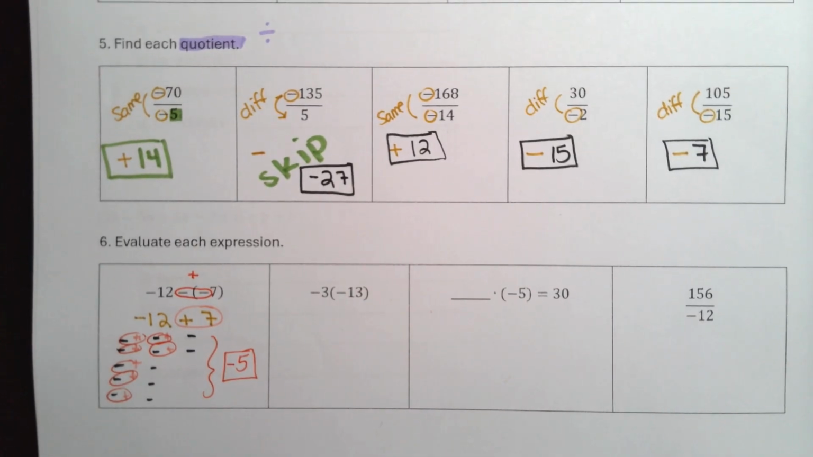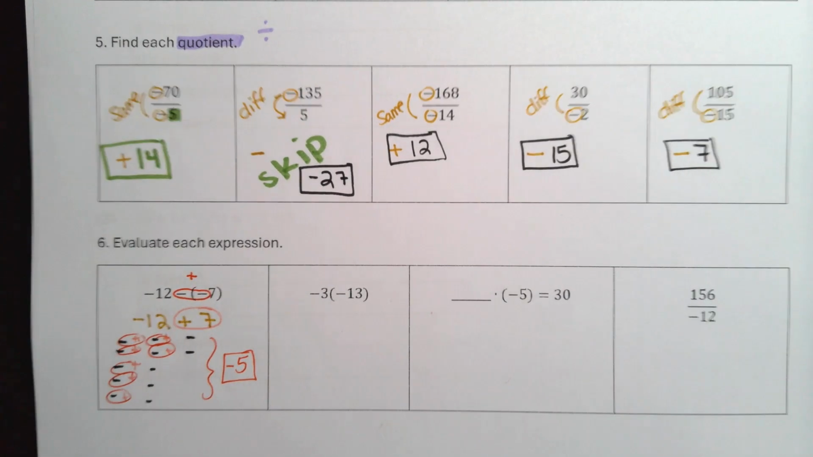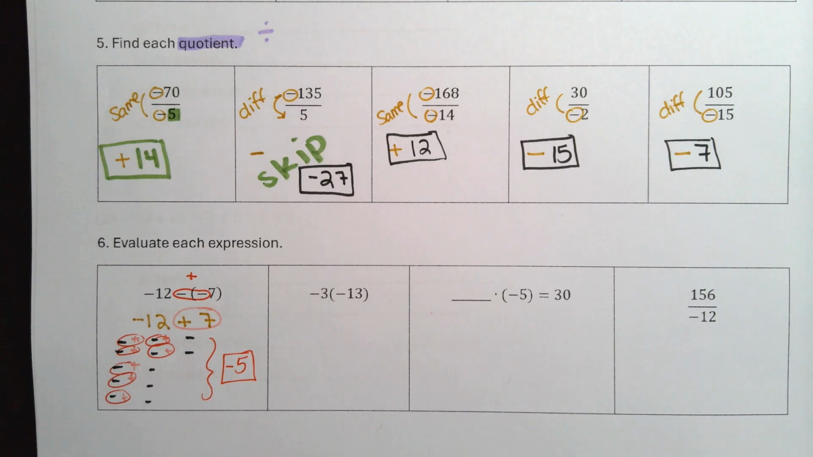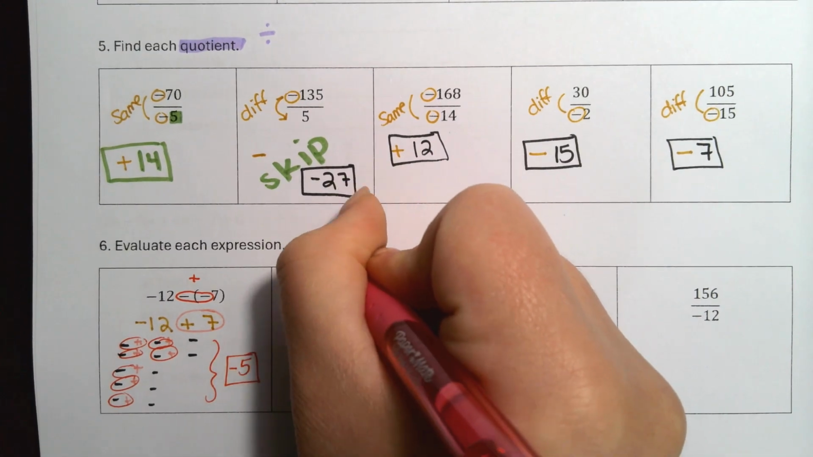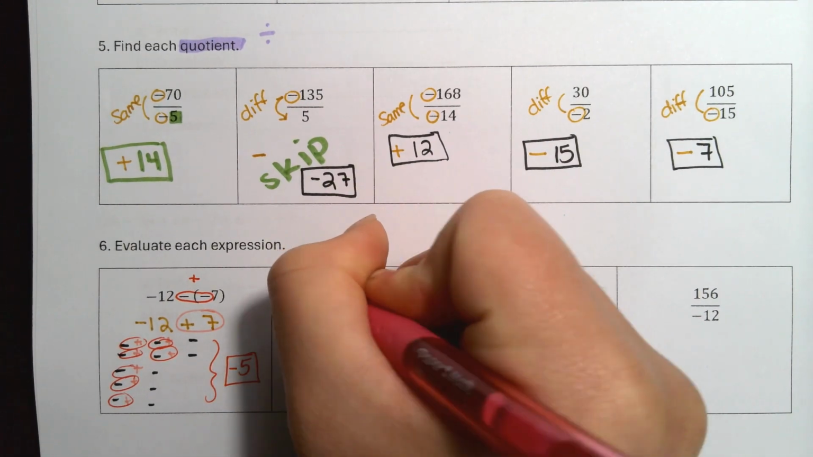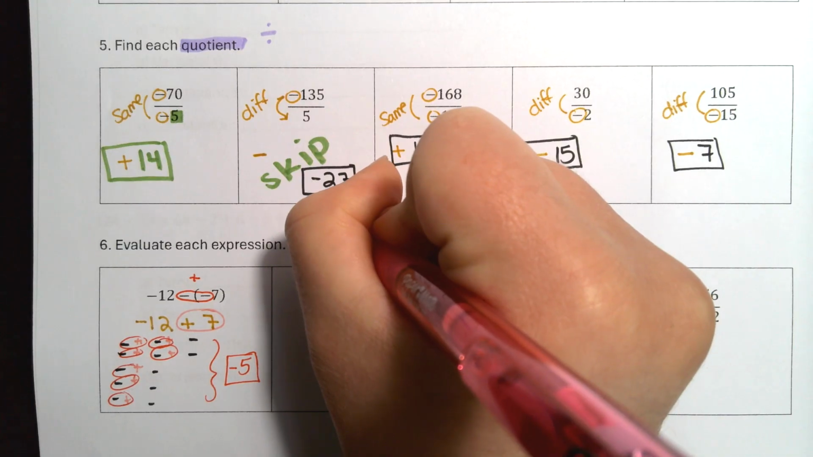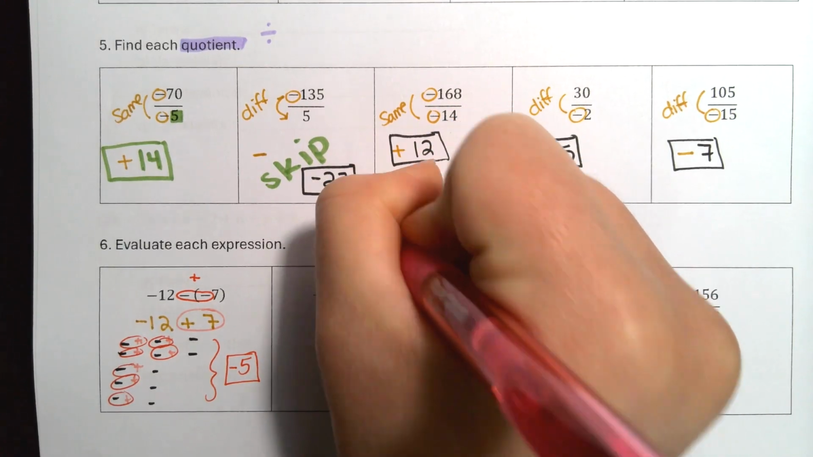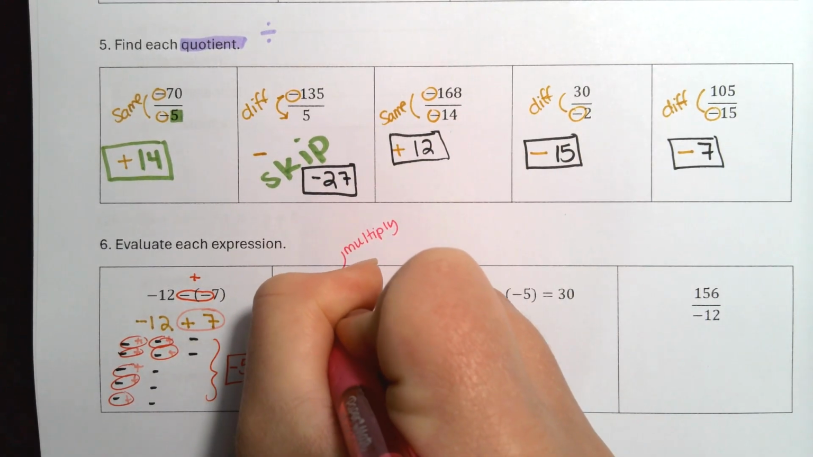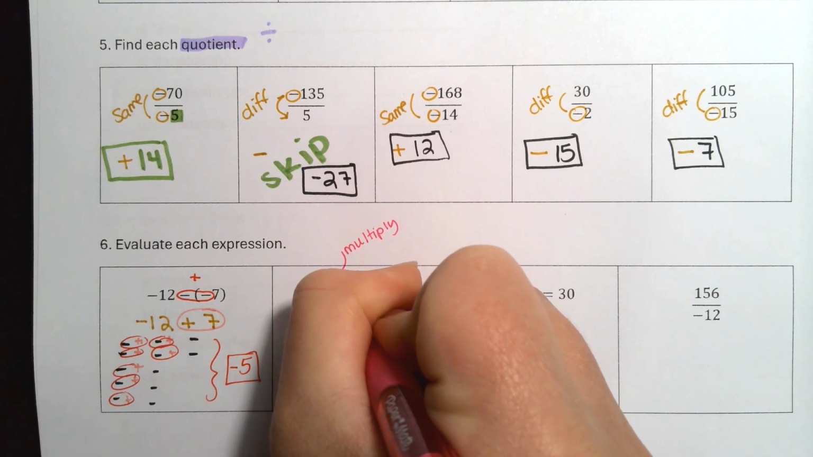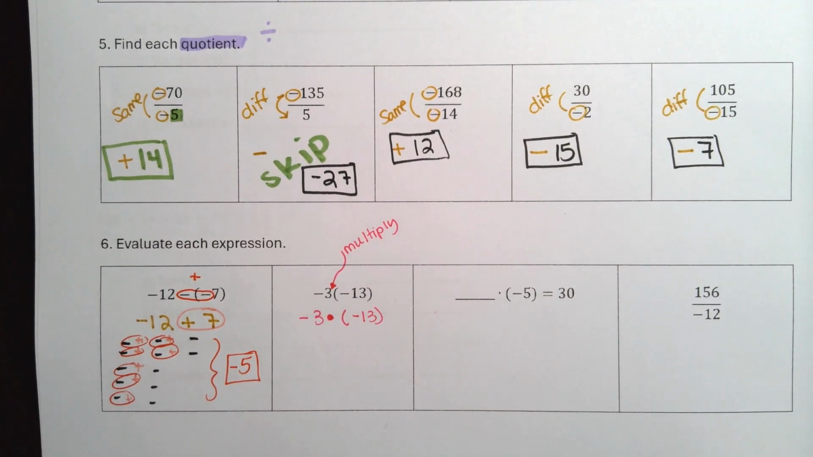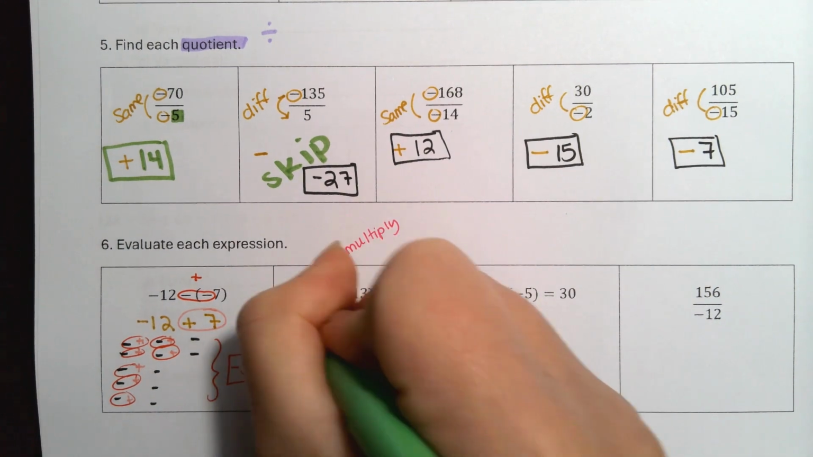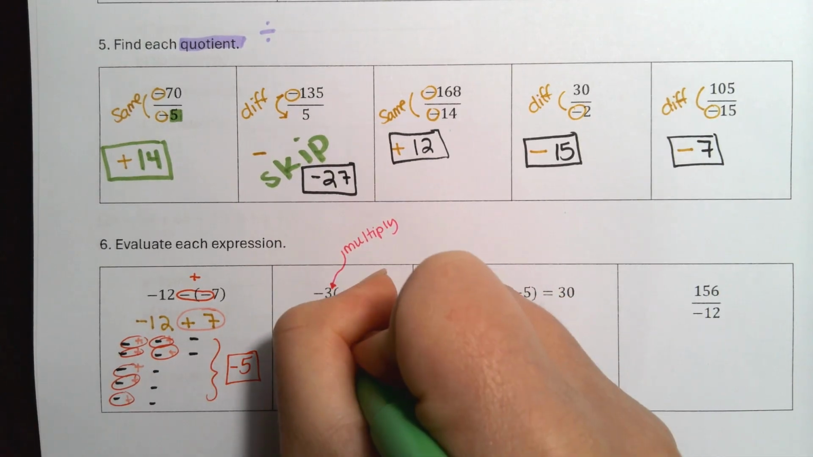However, when you see something like this where we have the parentheses touching a number, parentheses touching a number means that you're going to have a multiplier of -3 times -13. This is not a double negative. This is not adding, subtracting. This is multiplying. With multiplication, you are going to need to ask yourself, are these the same or are these different? So these are the same.